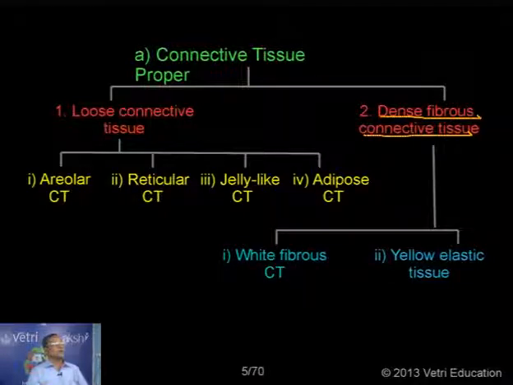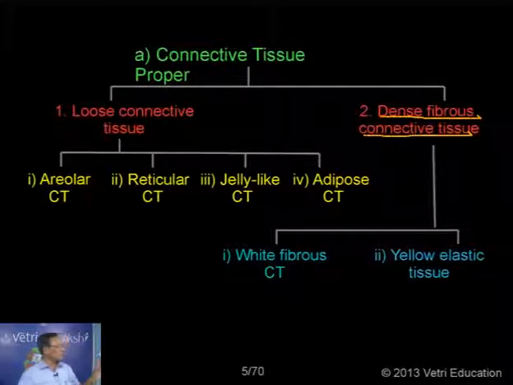And jelly-like connective tissue, where the tissue fluid is a semi-solid jelly-like matrix, found mostly during the embryonic condition. For example, when a child is born, it is covered with only this type of connective tissue, and also the umbilical cord, etc. Even in our eye, this jelly-like connective tissue is present, the fluid called vitreous humor, which we'll see later. Then adipose connective tissue, the one which stores fat. We'll see one by one later.